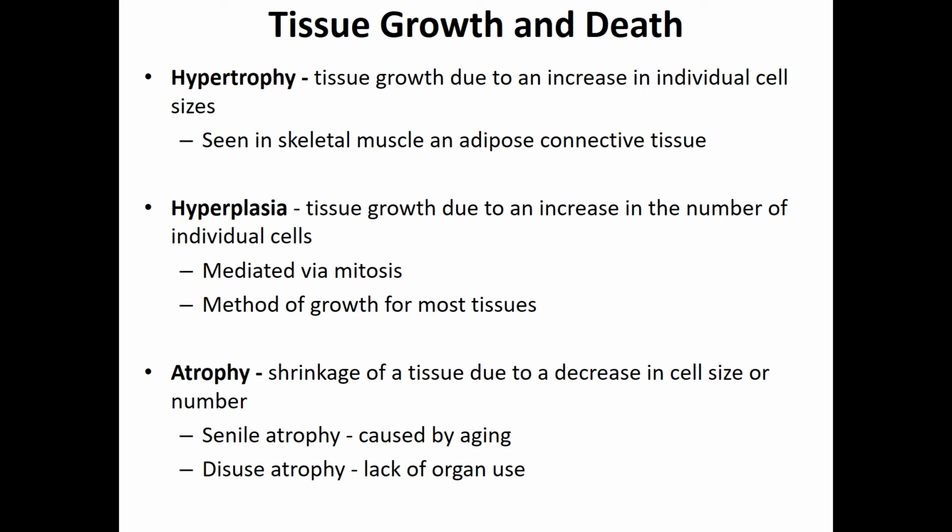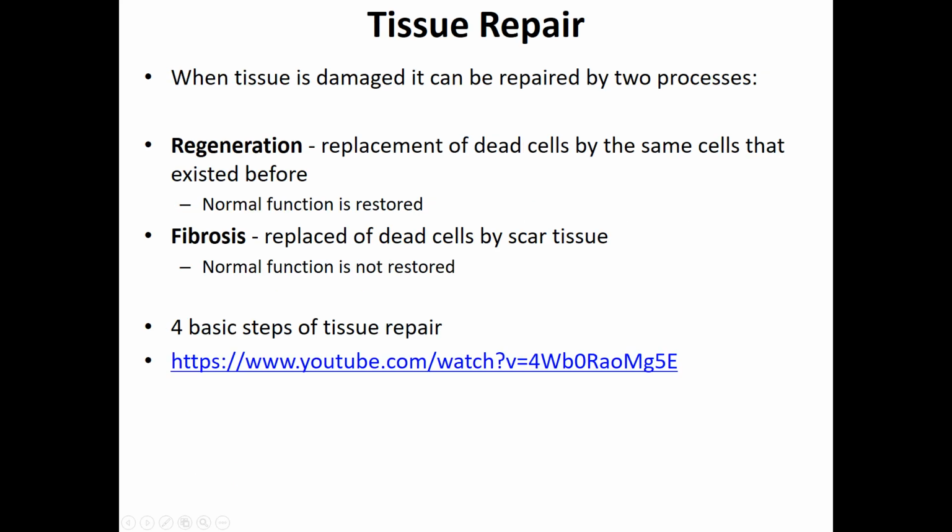Now, for a lot of these, you'll see atrophy, and this is the third word down here, which is the opposite of growth. This is the shrinkage of a tissue due to a decrease in cell size or number. You do see this happen with age, and that's referred to as senile atrophy. But if you're looking at something like a skeletal muscle that used to be worked pretty heavily and now is not being used as much, that's referred to as disuse atrophy.